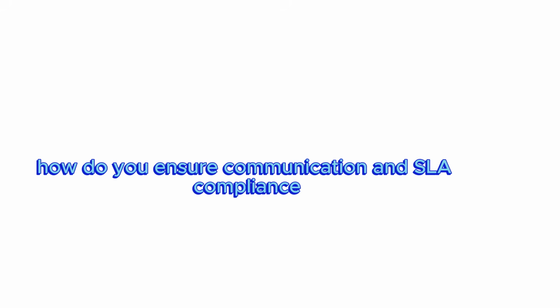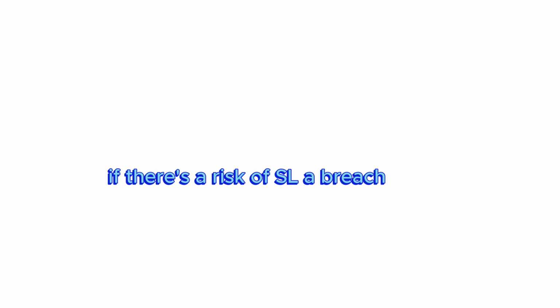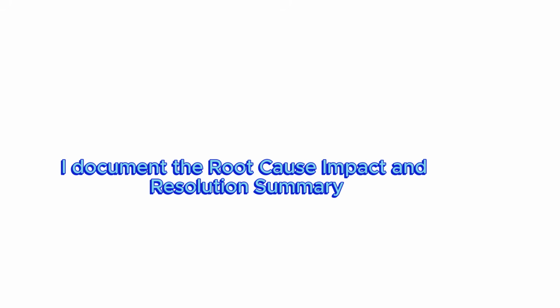Very good. During this process, how do you ensure communication and SLA compliance? During any P2 incident, I maintain constant communication. I ensure that stakeholders receive hourly updates and all technical findings are logged in the incident record. If there's a risk of SLA breach, I immediately escalate to the service delivery manager or problem manager. Once resolved, I document the root cause, impact, and resolution summary. And if needed, raise a problem ticket to identify preventive actions.